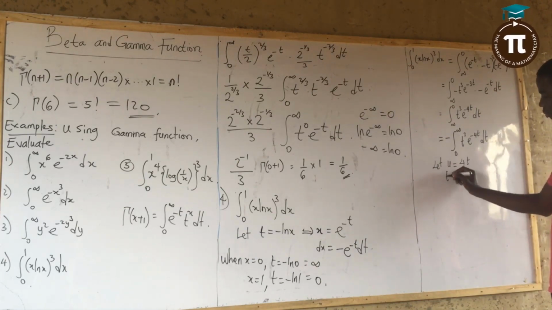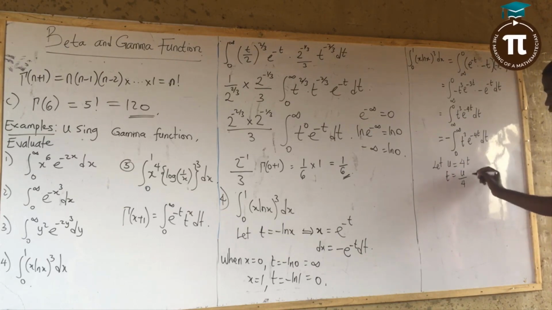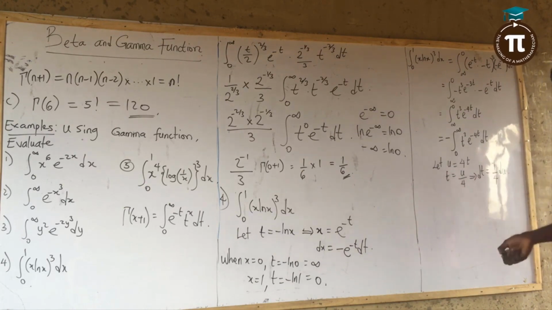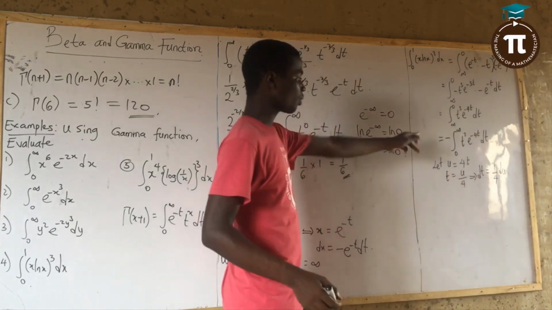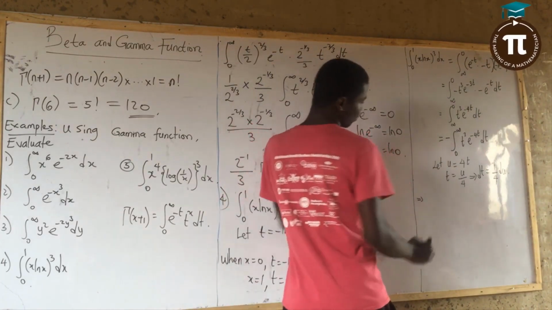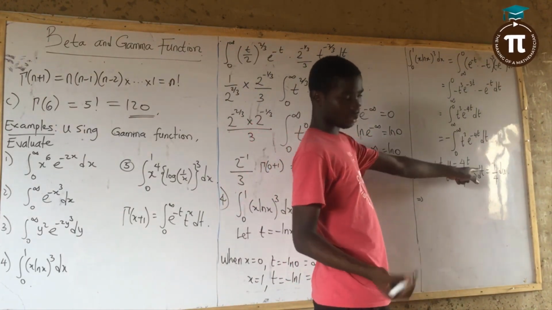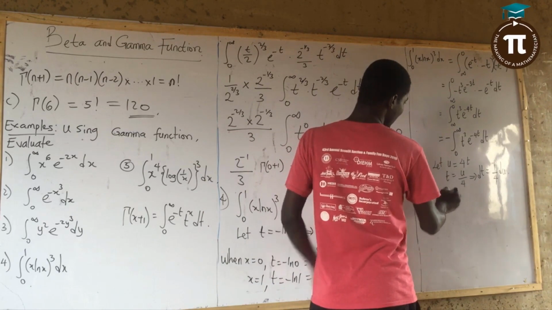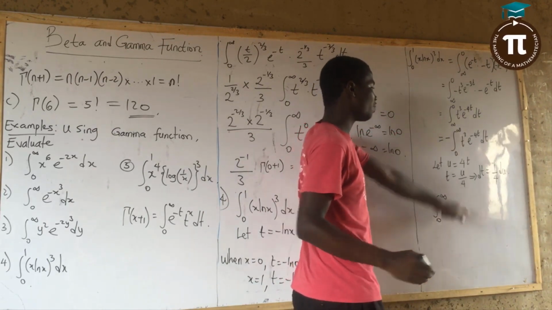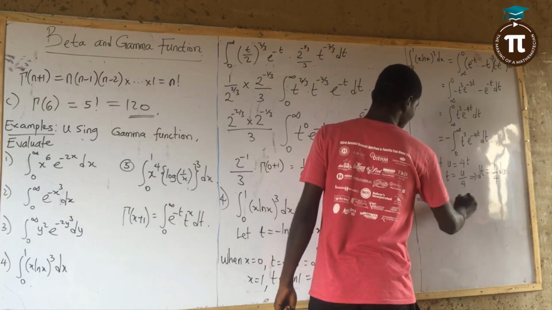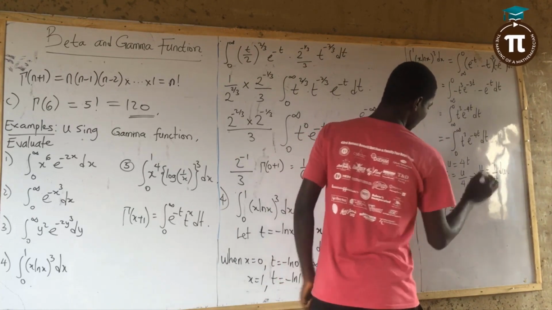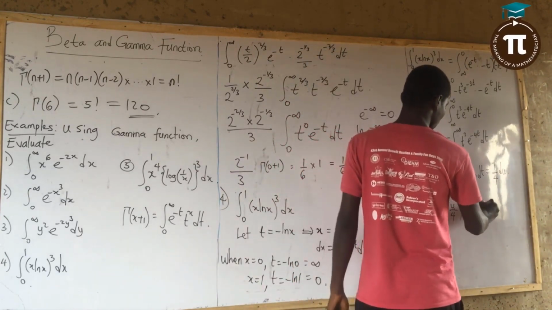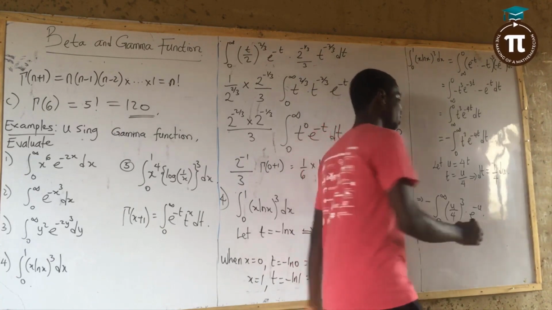So t will be equal to u over 4, so that dt will be equal to 1 over 4 du. You understand what I'm doing? So at the end of the day, when t is 0, u will be 0. When t is infinity, u will also be infinity. I will have minus the integral from 0 to infinity. This is t. t is what? u over 4, that is u over 4 raised to power 3 multiplied by e raised to power minus 4t. 4t is u, that is e raised to power minus u, multiplied by dt. dt is 1 over 4 du.